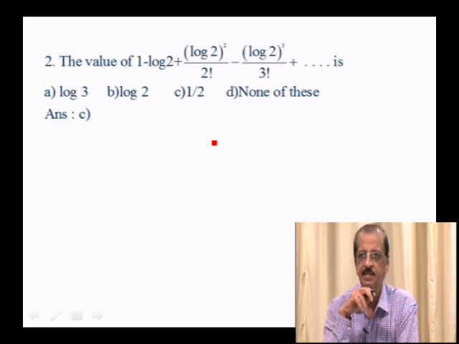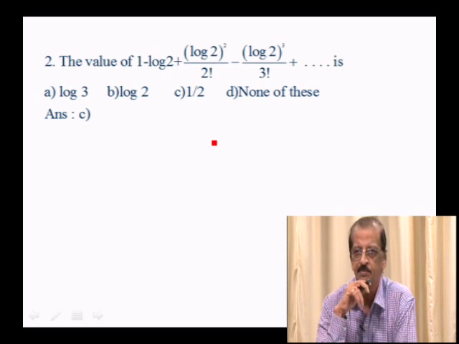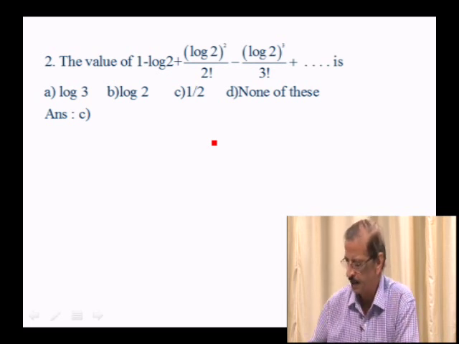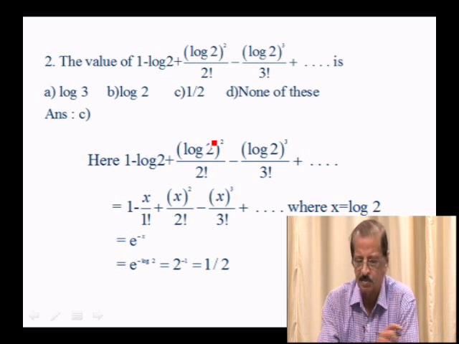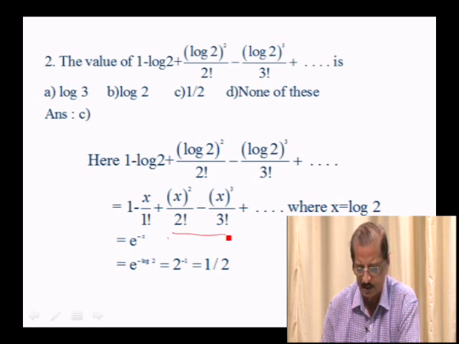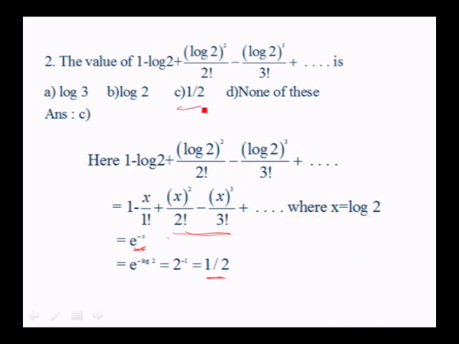The value of 1 minus log 2 plus (log 2) whole square by factorial 2 minus (log 2) whole cube over factorial 3 is... see here, you replace that log 2 by x: 1 minus x over factorial 1 plus x square over factorial 2 minus x cube over factorial 3, etc., where x is equal to log 2. But 1 minus x over factorial 1 etc. is nothing but the expansion of e to the power of minus x. So substitute back the value of x: e to the power of minus log 2, that is 2 to the power of minus 1, which is half. So option is C, half.